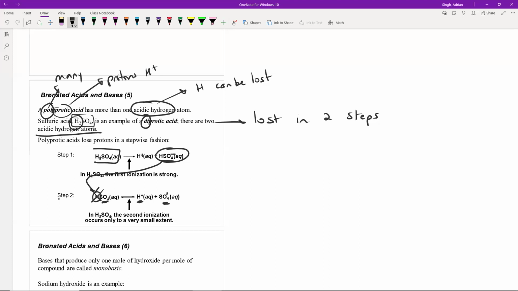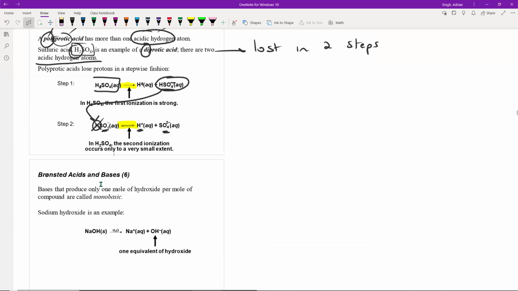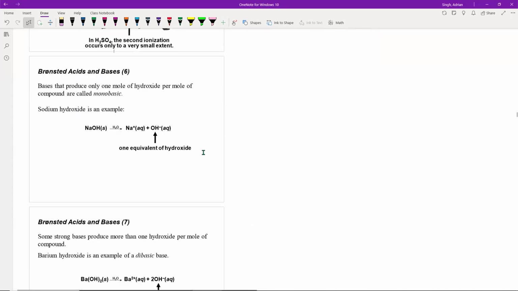The first H plus is lost very easily, which is represented by this regular looking arrow. The second H plus is not lost as easily, so it's actually more of an equilibrium situation. So we see the double-headed arrow instead. Just as your acids can be mono or polyprotic, your bases can also give up one or more hydroxides per formula unit.